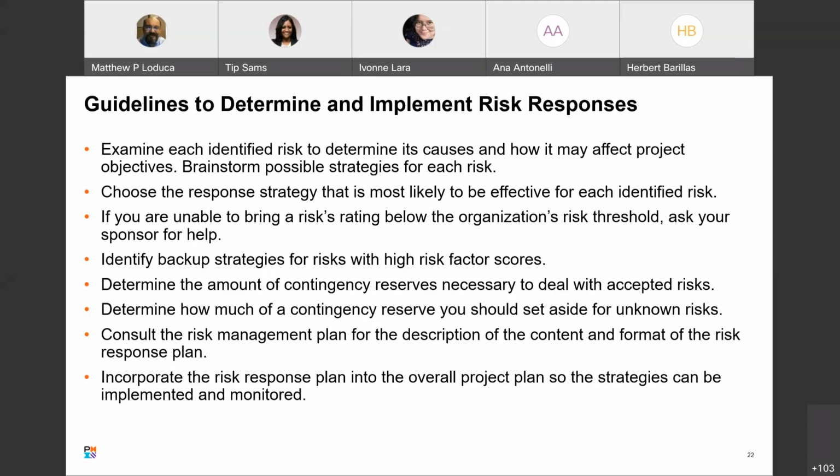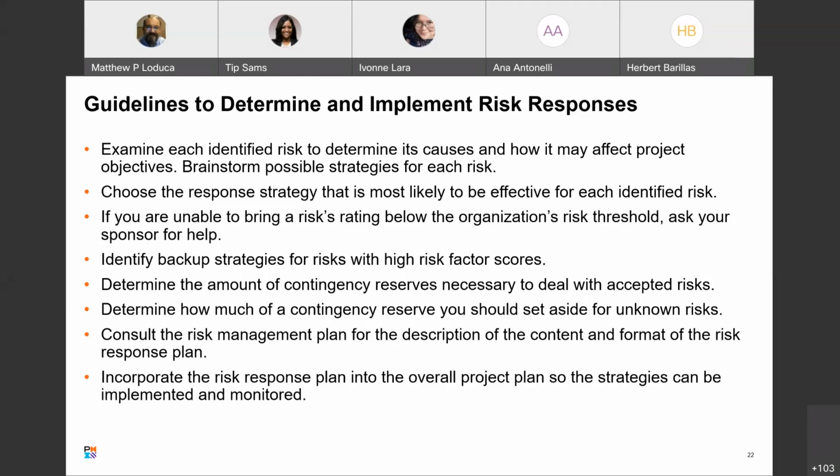Determine how much of a contingency reserve you should set aside for an unknown risk. I want to call that not really a true statement. It's not contingency reserve, it's management reserve. It's for those unknown risks. Again, you want it for risks that you don't know about. You want to have money aside to deal with them. As long as you know that for the exam, you're fine.